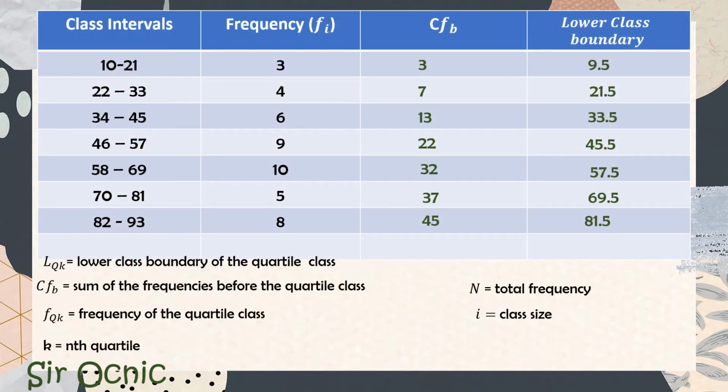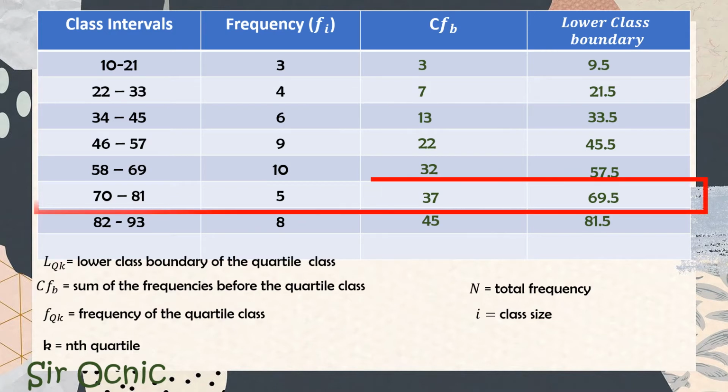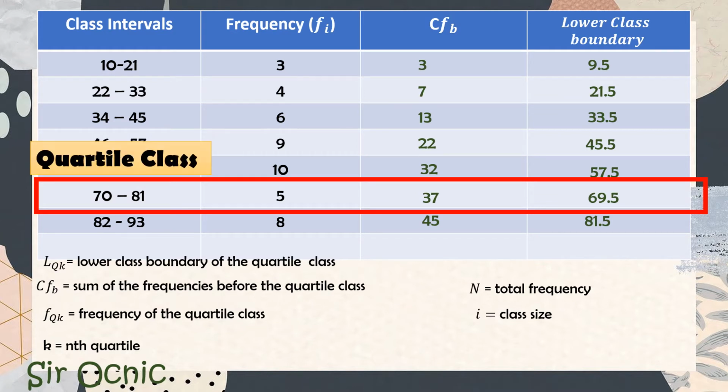Let us now identify the quartile class. Third quartile class. The 33.75th score lies on the 70 to 81 interval, which has a frequency of 5, a lower class boundary of 69.5, a sum of the frequencies before the quartile class of 32, and k is 3. The total frequency is 45, and the class size is 12.